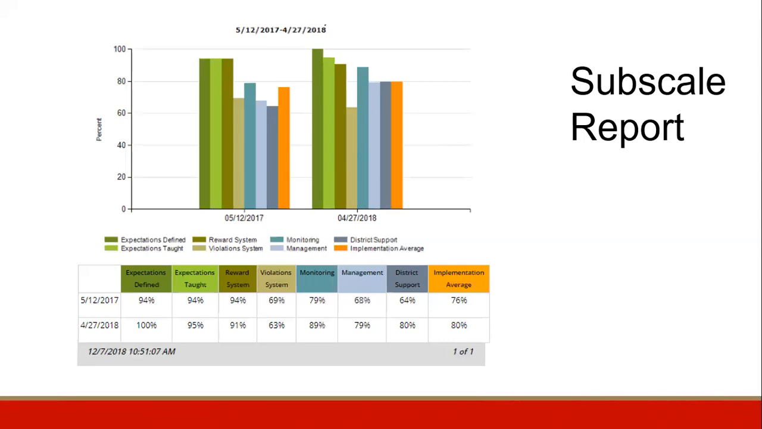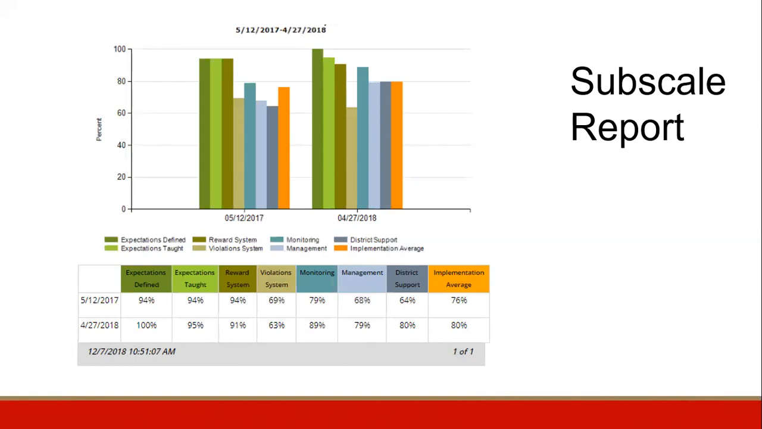Do you have district support? And then what is the average of all these areas? For this particular survey, we look at 80% for fidelity, and really for the implementation average, you want to be at 80% and as close to 80% in the individual areas as well.